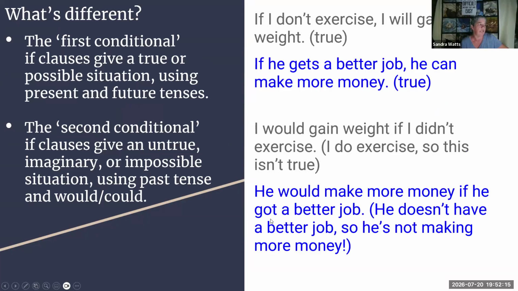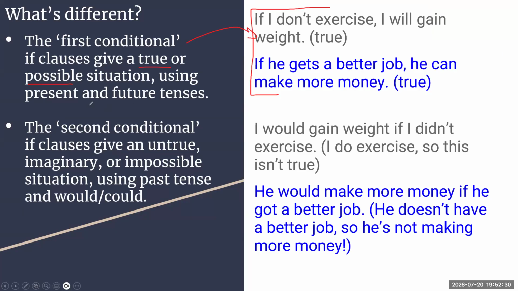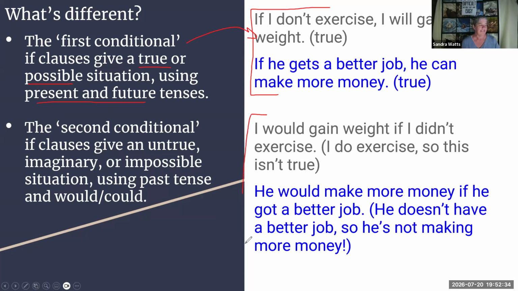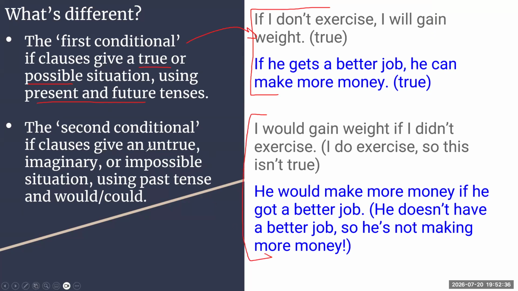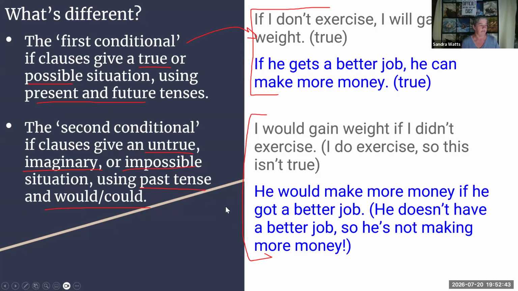So I included a slide comparing the two. So here's what we call the first conditional. True or possible. Uses present and future. Second conditional. Not true, untrue, imaginary, impossible. Uses past and then the would or could, and perhaps might. Okay.